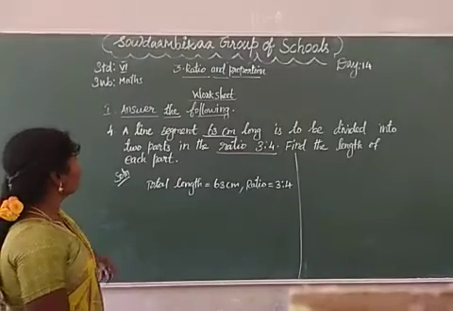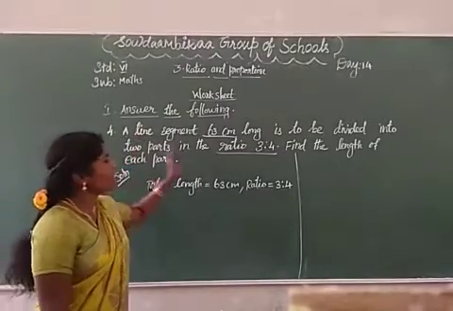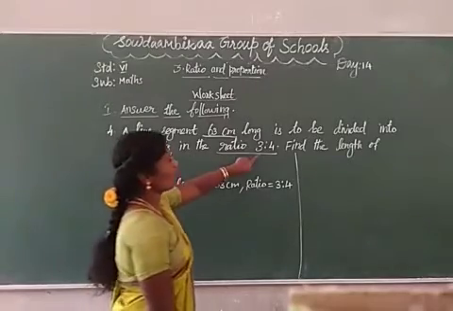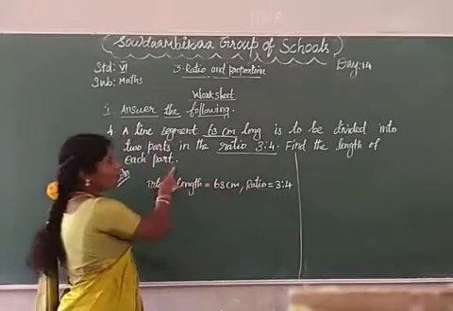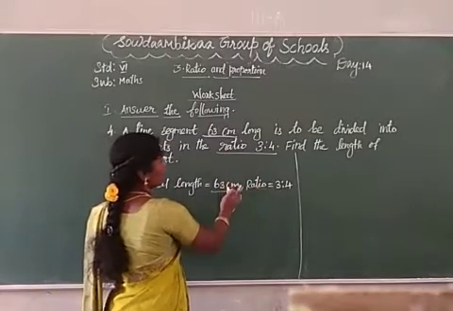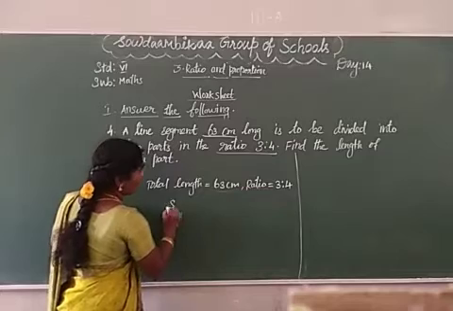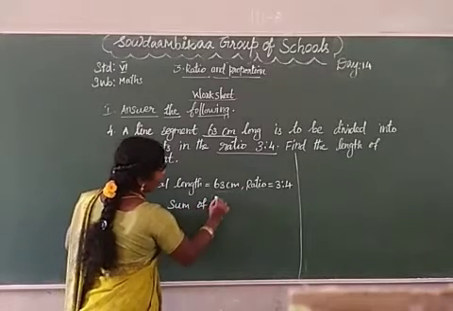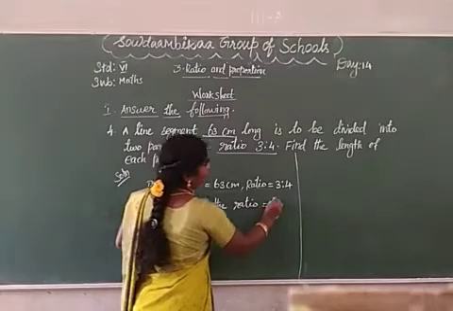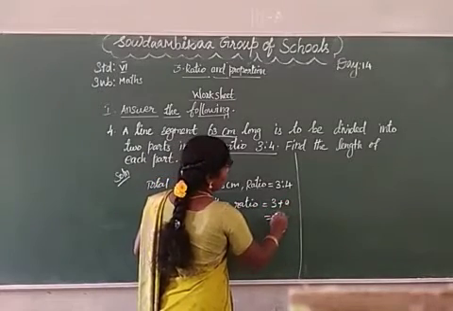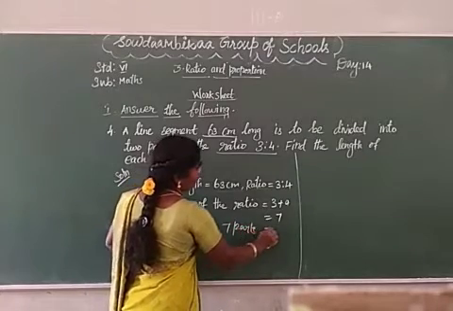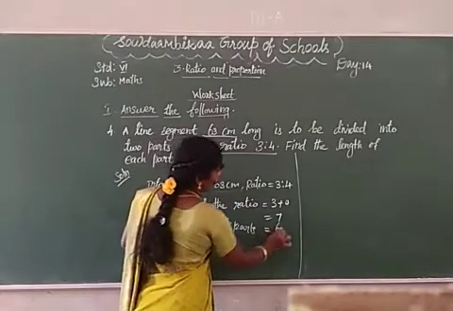The fourth question, a line segment 63 cm long is to be divided into 2 parts in the ratio 3:4. Find the length of each part. Total length already given 63 cm. The ratio 3:4 already given. Now sum of the ratio. Three plus 4, 7. So 7 parts. The 7 parts is the total length 63.